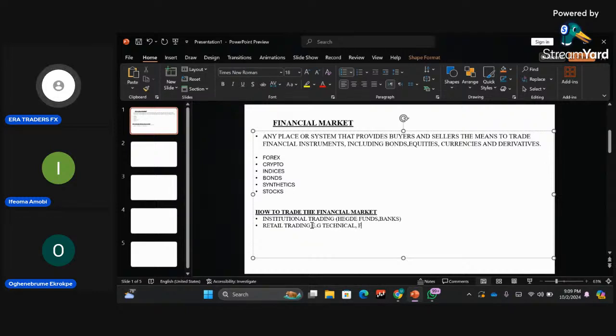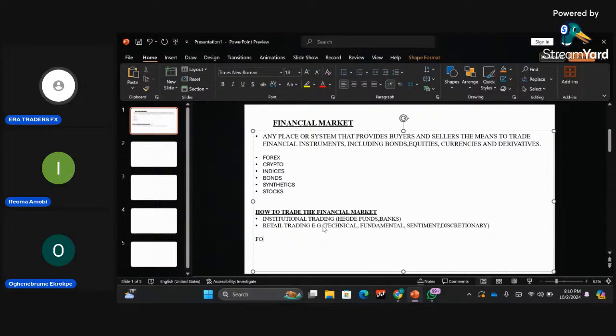So there's the technical way of trading, there's the fundamental, and there's the sentiment. I won't talk about many, but I'll just talk about the ones that you really need. There's also discretionary. So basically the ones I will be talking about, you have the technical and you have the fundamental.